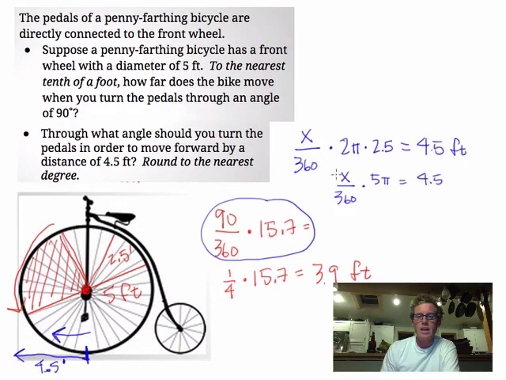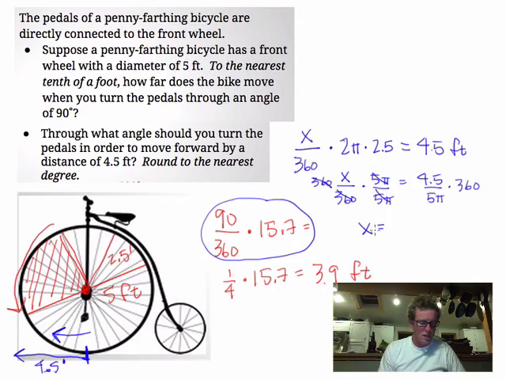Now to get x alone, I'm going to divide by 5 pi on both sides. These disappear, and then I'm going to multiply by 360 on both sides, and those disappear. So I'm left with x equals 4.5 times 360, and then that whole thing divided by 5 pi. And that gives me 103 degrees. There you go.